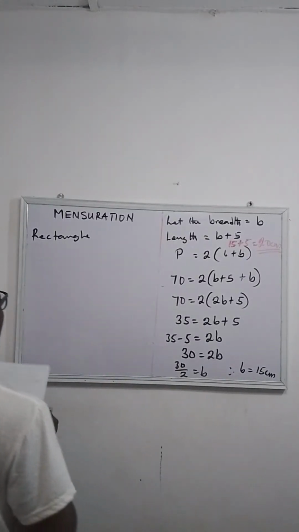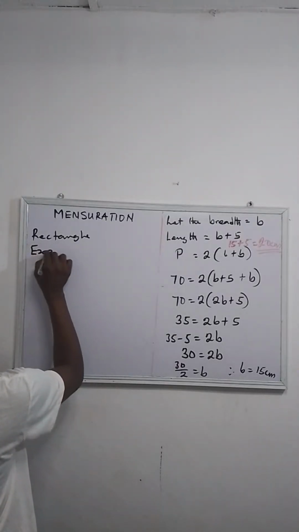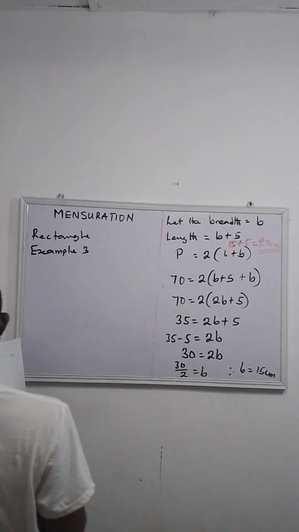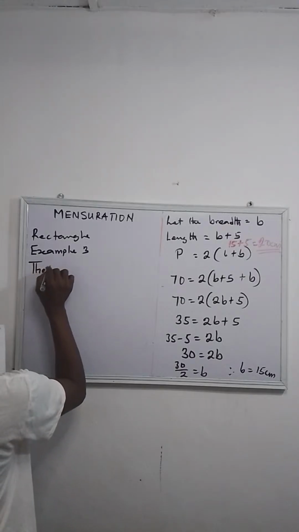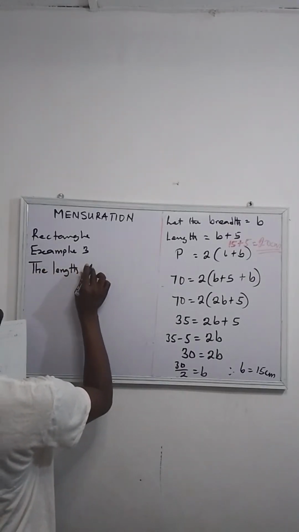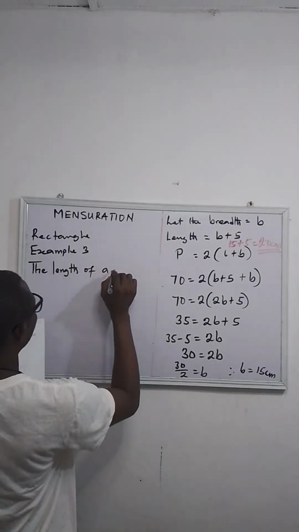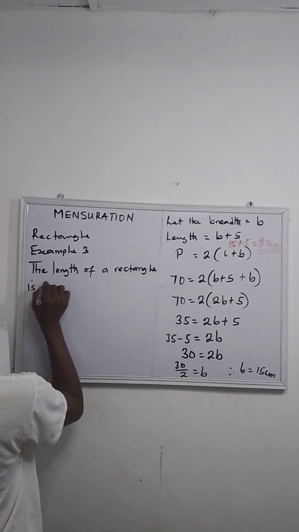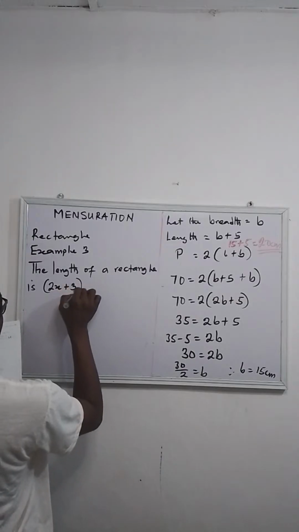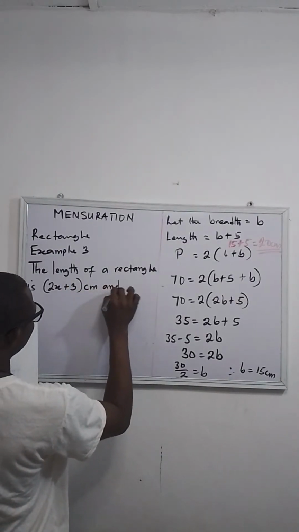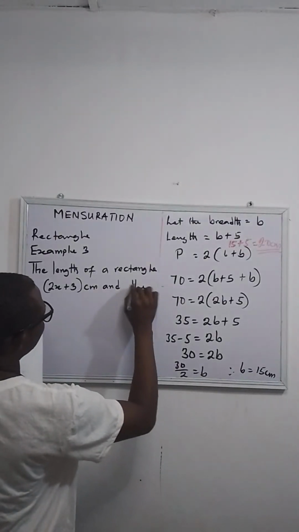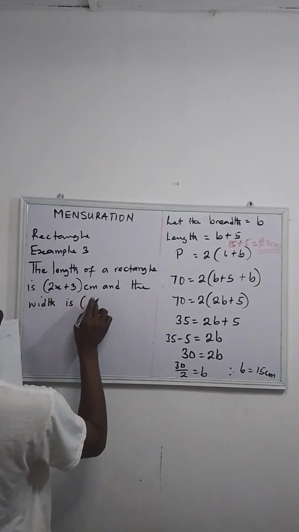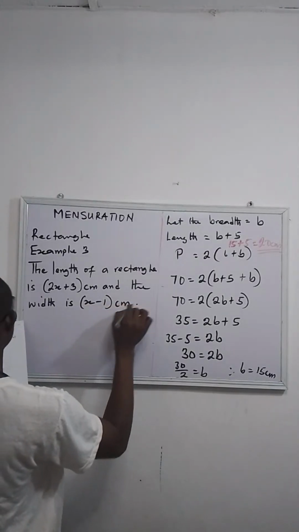Example 3. The length of a rectangle is 2x plus 3 in centimeters, and the width is x minus 1 in centimeters.